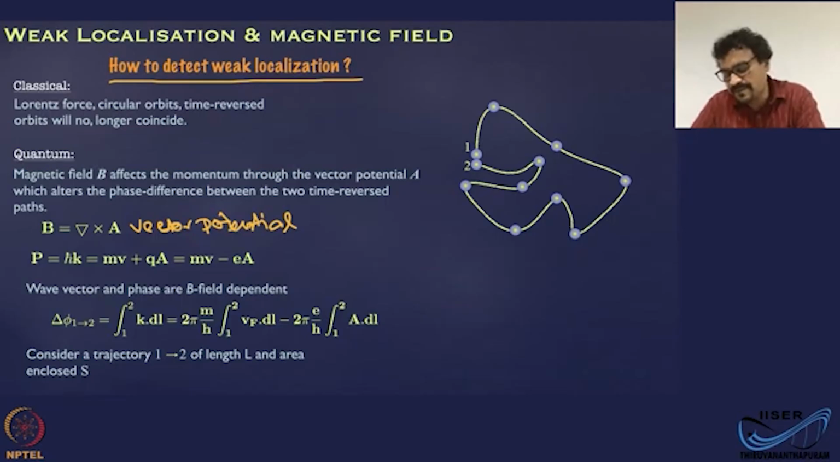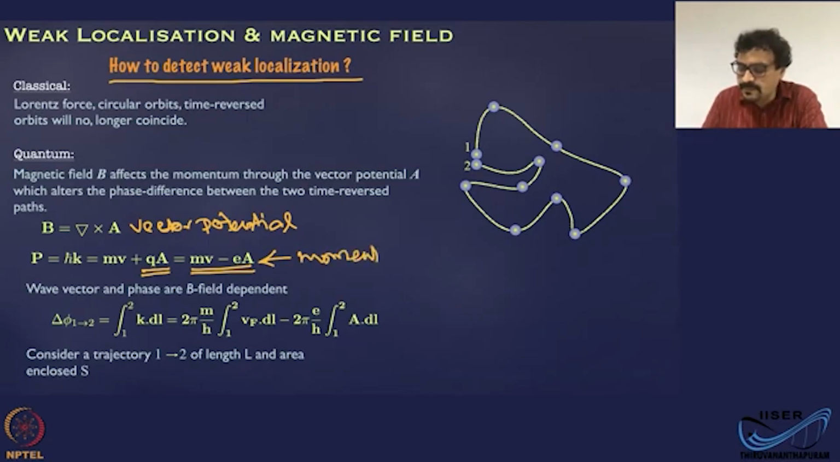...is a vector potential. So the momentum, when you have it in the presence of a magnetic field, is given by mv plus q into A, where this is the magnetic field part, and q is minus e for an electron, so mv minus e into A. That is the momentum.